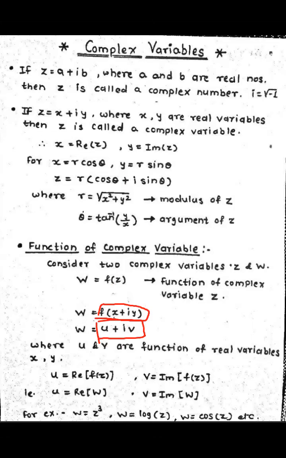in the complex plane, so we denote that complex number by u plus iv, and this is the value of w. Here u and v are functions of the real variables x and y, so we call u the real part of f of z, that is the real part of w, and v the imaginary part of f of z, and f of z is w. So we can write v is the imaginary part of w.